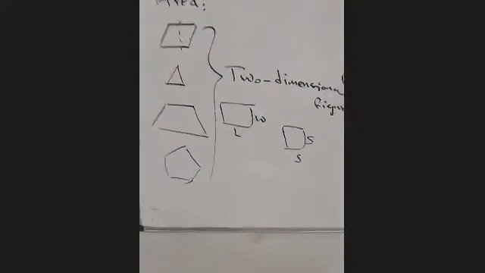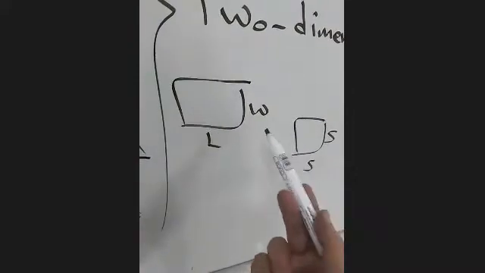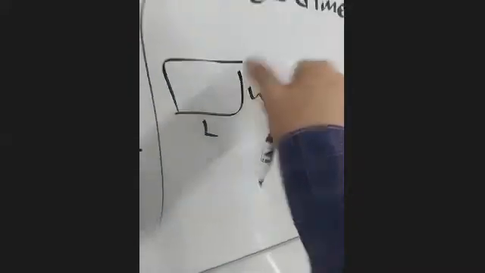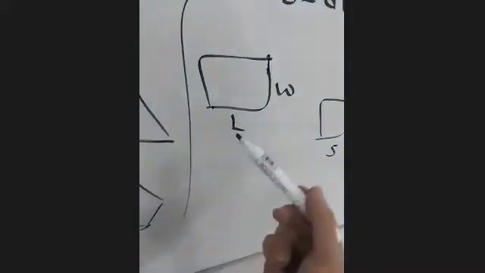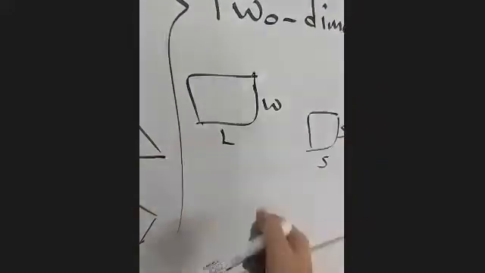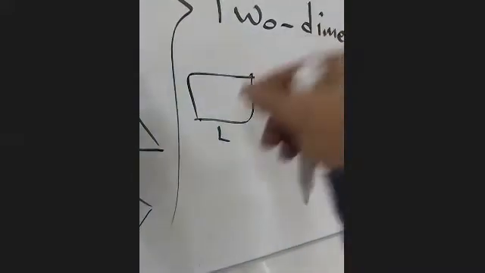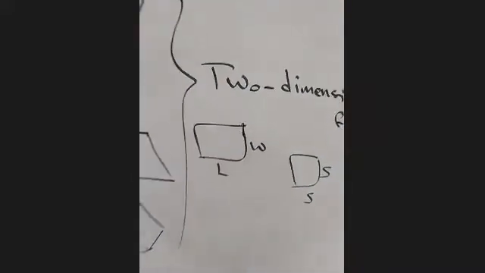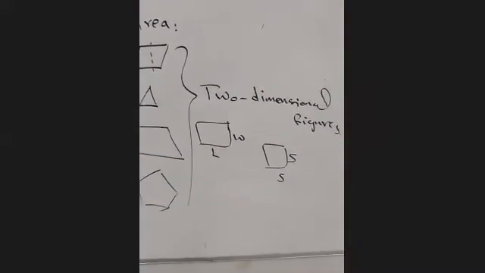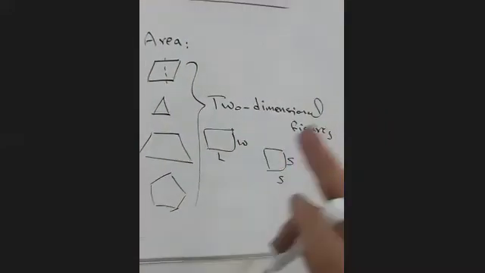But can we put something inside the rectangle? Can we put, for example, water inside the rectangle? No, because it's a flat figure. We cannot put things inside the rectangle. So we call these figures two-dimensional figures.